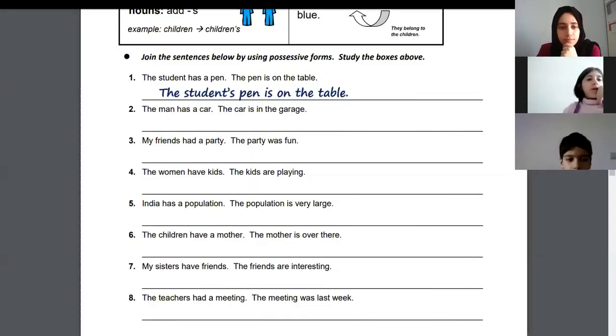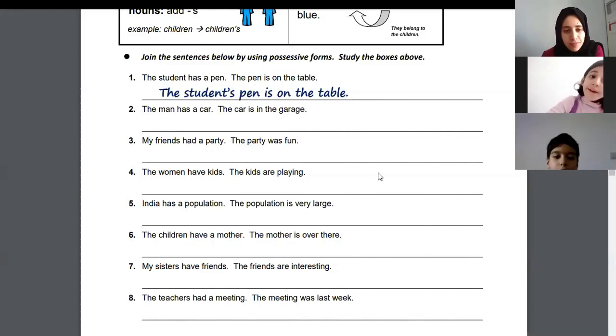India. India is the name of a country. India has a population. The population is very large.